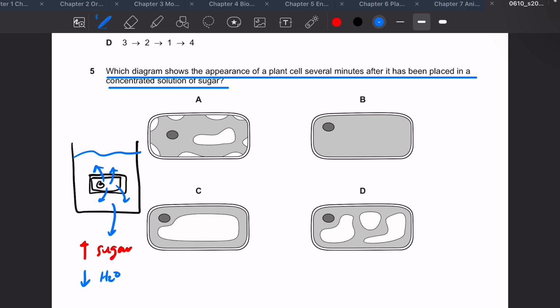You guys remember that osmosis is the movement of water molecules from high water potential to low water potential through a partially permeable membrane. So that is really, really important. So when we talk about osmosis, you have to say it's the movement of water molecules from high to low water potential through a semi-permeable or partially permeable membrane.